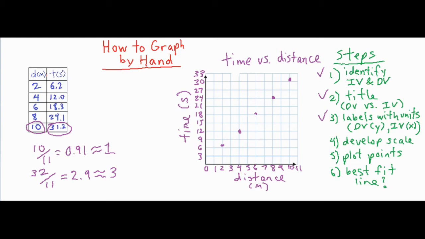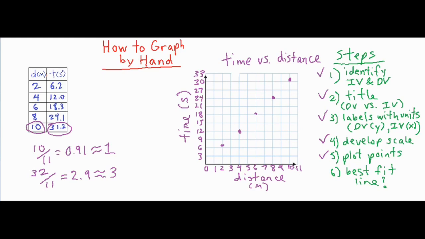Okay, now I've completed steps 4 and 5, which is developing a scale and plotting my points. I always plot the points last because that's definitely not a step you're going to forget. So you just want to make sure everything on the outer parts of your graph is completed first before you plot the points. And then our very last step would be to potentially do a best fit line.